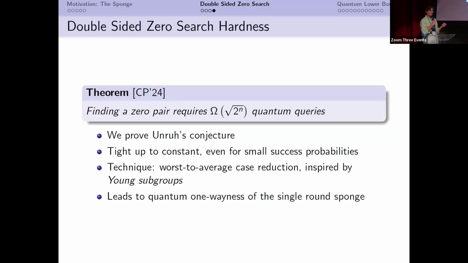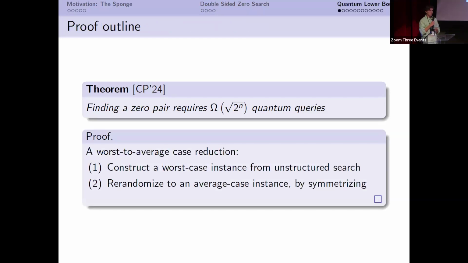And I told you this implies a zero preimage lower bound for certain parameters, but really the same technique also gives you one-wayness of a single round of the sponge for any parameters you like. That's a little more technically involved, but conceptually the same as the proof of zero search. So I'll just focus on this for this talk.